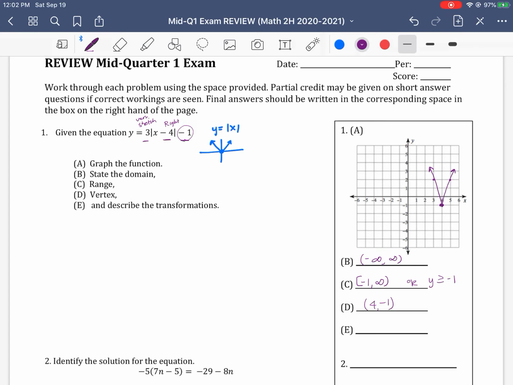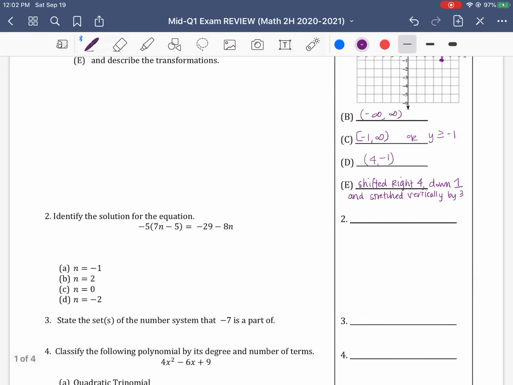Lastly, describe the transformation. So in comparison to this parent function, how has this been transformed? We could say that it shifted or translated right 4. It went down 1. And stretched vertically by 3. Remember that you do need to be specific enough that I could build the function based off of your description of those transformations.